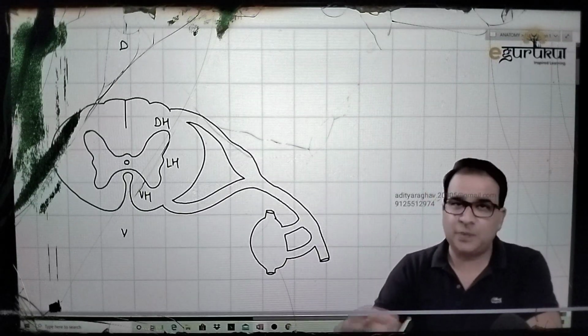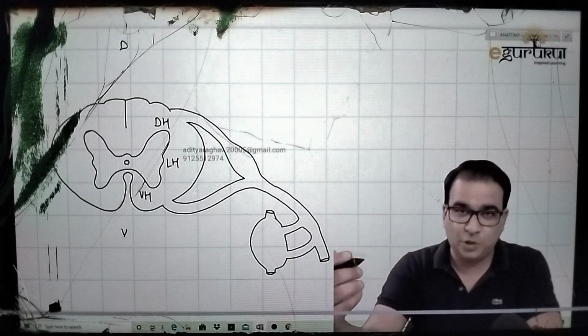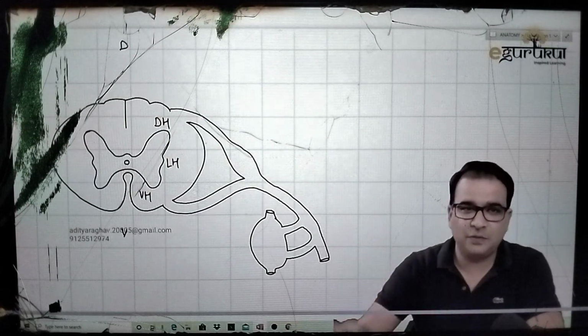As we know, the lateral horn of the spinal cord is not present everywhere. Lateral horn can be seen only in the region where the spinal cord needs to give the preganglionic sympathetic or parasympathetic neuron. So it's either in the thoracolumbar region or in the sacral region where you find these lateral horns. Otherwise, the spinal cord just has the dorsal and the ventral horn.